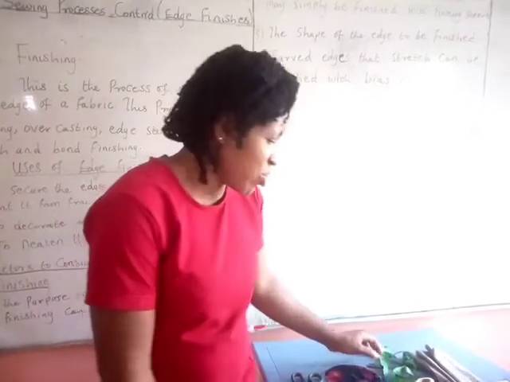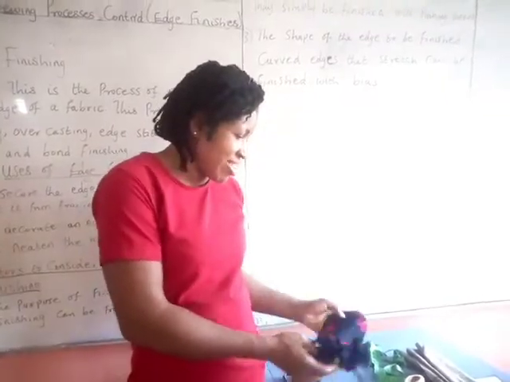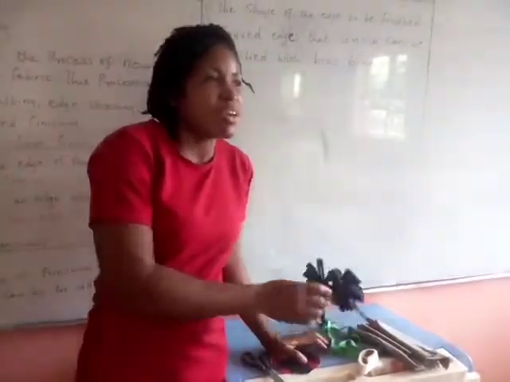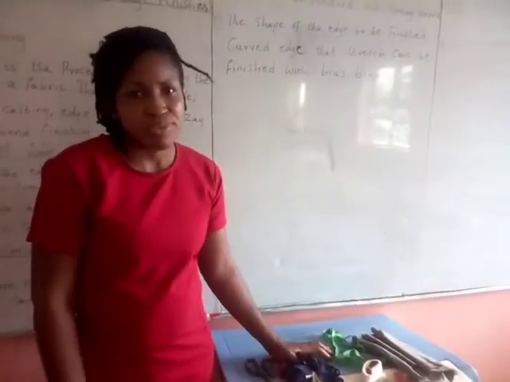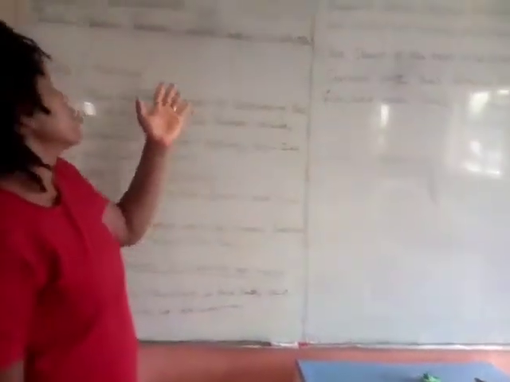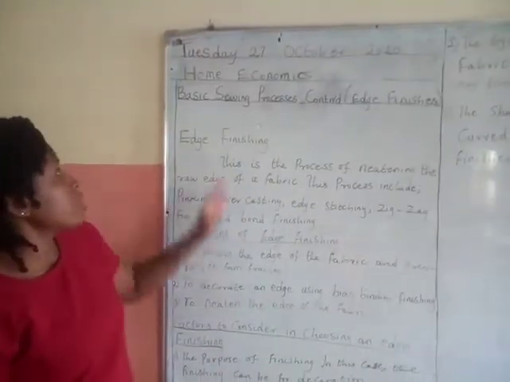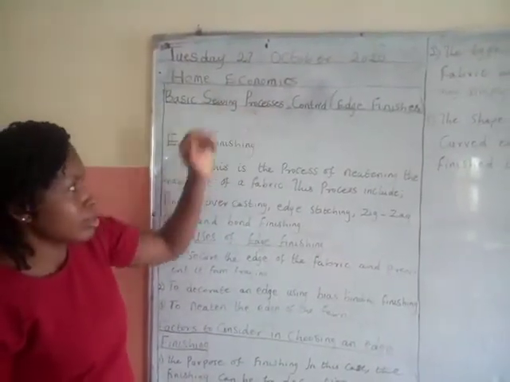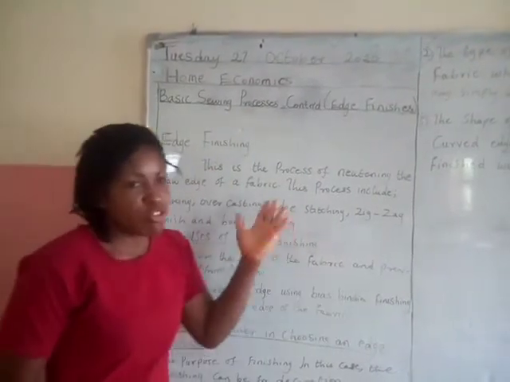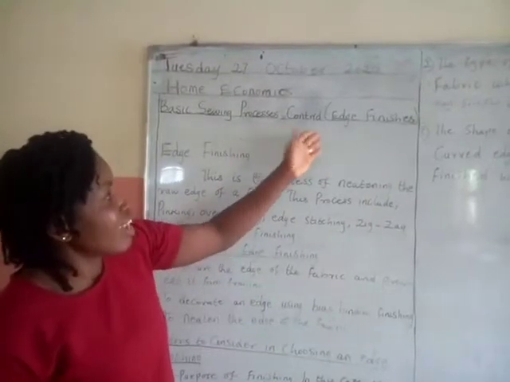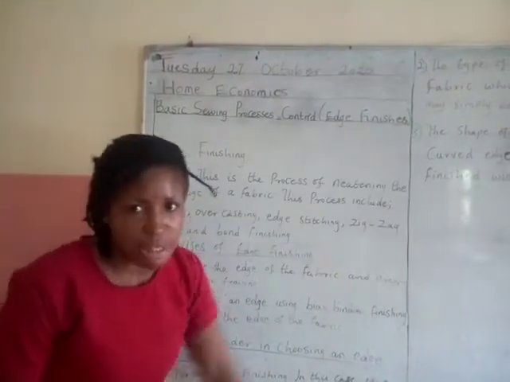Okay, I hope you'll be wondering why I have all these things here in class today. It is because of the topic we'll be treating this morning. The subject is home economics, and the topic is basic sewing processes, because it's a continuation from last week's topic. We'll be looking at the edge finishes.